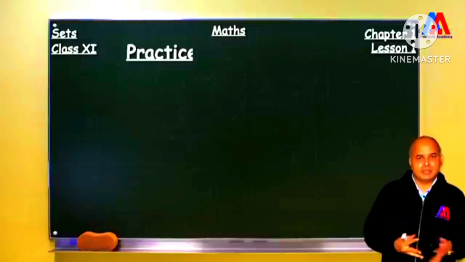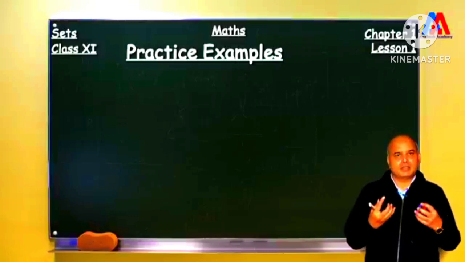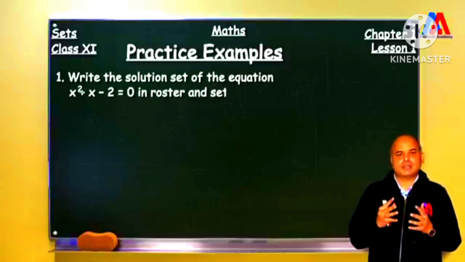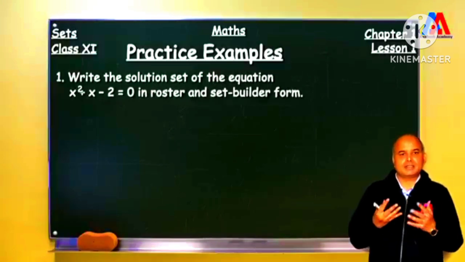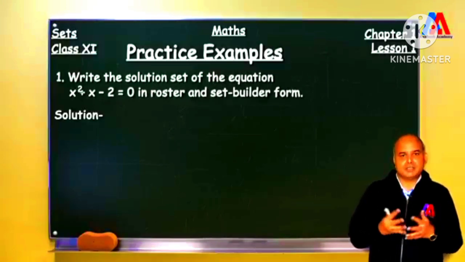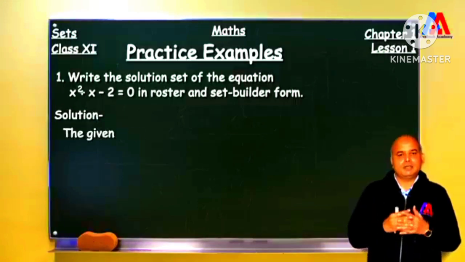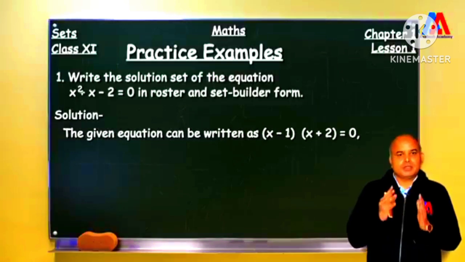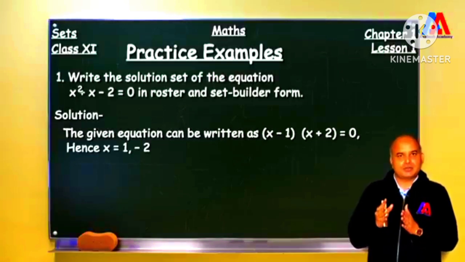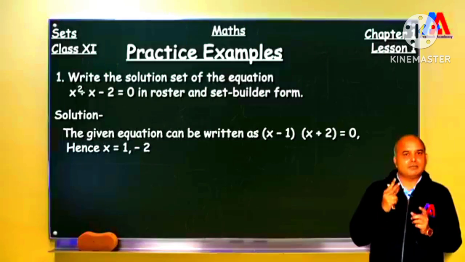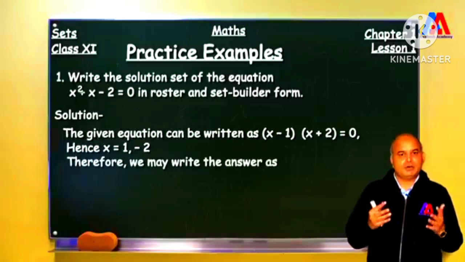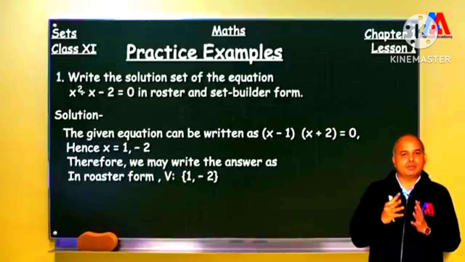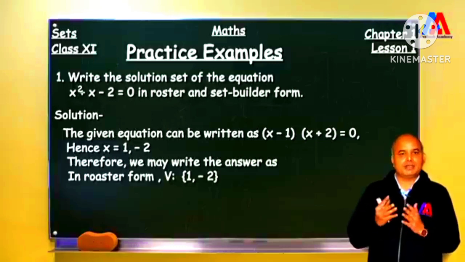Now we'll take certain examples and try to explain the concept of set. Now let us take the first example. Write the solution set of the equation x square plus x minus 2 equal to 0 in the roster and set builder form. So first of all we have to solve this equation, and when we solve this equation we factorize it and we write x minus 1, x plus 2 is equal to 0. So it means that x has two values, 1 and minus 2, and so the set will have two elements. If you want to write in the roster form, what we do is that we write V equal to, and then we put a bracket, and inside the bracket we write both the elements, that is 1 and minus 2, and separate them by a comma.